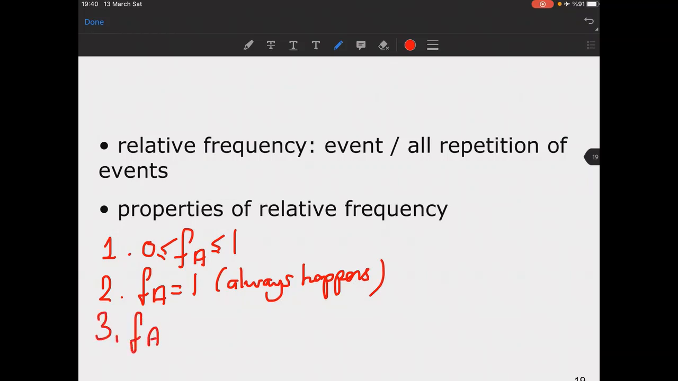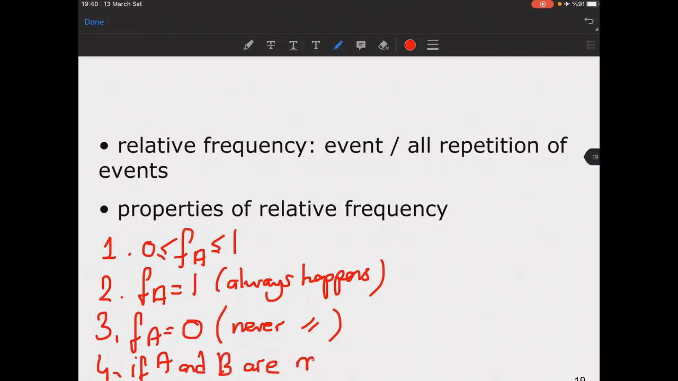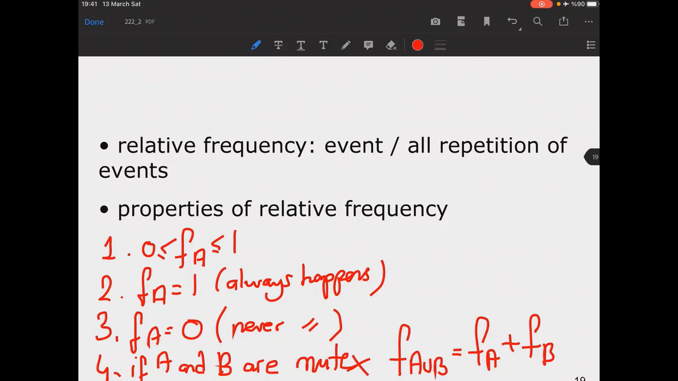If F(A) equals 0, what does it mean? It means that it never happens, right? And the last one is if A and B are mutually exclusive, then F(A∪B) should correspond to both frequencies added together. This was all about the simple properties of relative frequency.